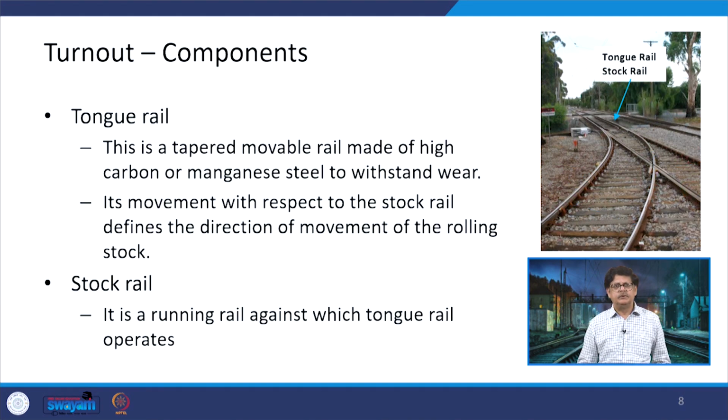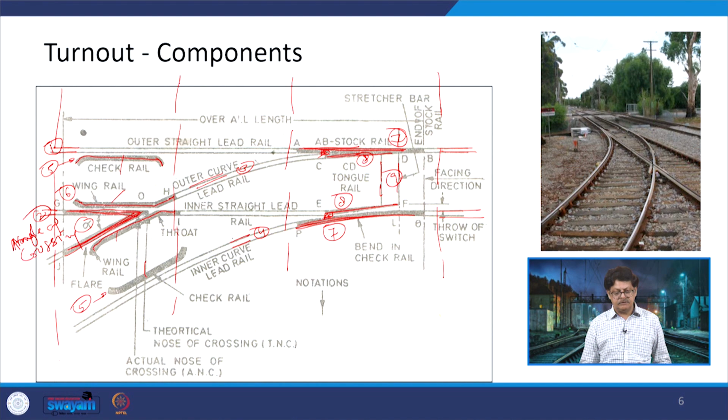Now, tongue rail. This is a tapered movable rail which is made of high carbon or manganese steel to withstand wear. Its movement with respect to the stock rail defines the direction of movement of the rolling stock. So, here at this point between this particular location a tongue rail and a stock rail is being provided. We will go back and see that. Now, here you can see this tongue rail is moving away from the stock rail, but when it moves away from the stock rail at this location, at the opposite location it will be touching the stock rail.